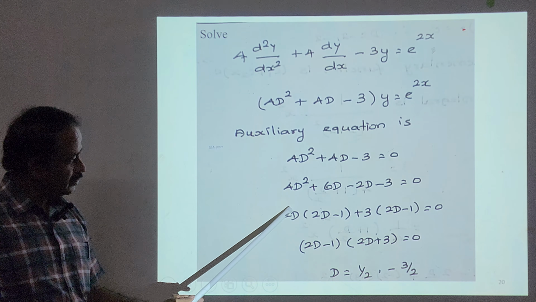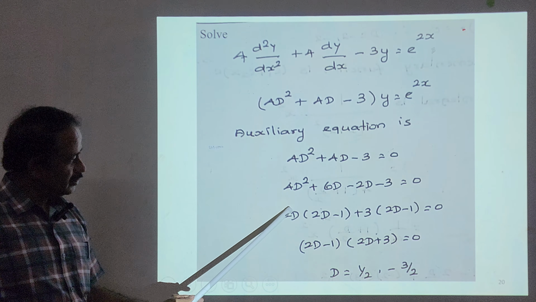What is the complementary function? Roots are not equal. So you have to write exactly c1 e to the power 1 by 2 x plus c2 e to the power minus 3 by 2 x. This is the first method which we learnt in the video lecture earlier.